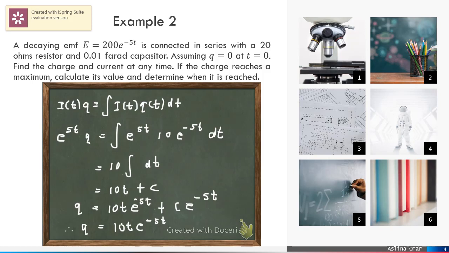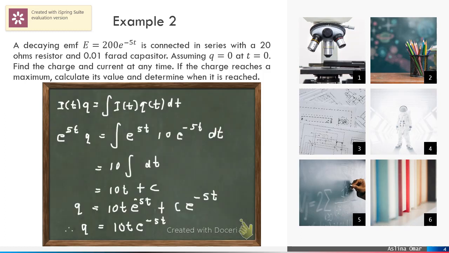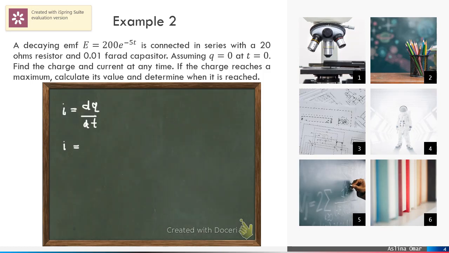So, dia suruh you cari current. So, current macam mana? Current I equals to dq per dt. Meaning that you nak cari current, you kena differentiate Q. So differentiate lah Q, 10t e to power negative 5t. Differentiate. So kat sini tak payah nak tegege u, v, dv. Tak ada eh, tak ada eh. Differentiate terus.